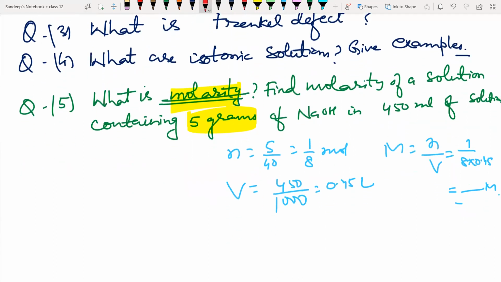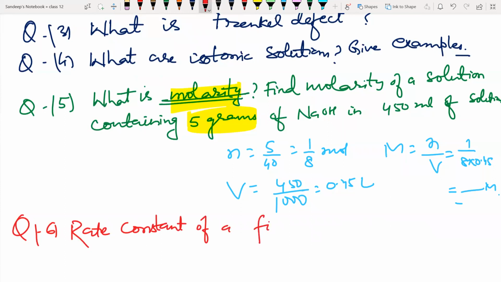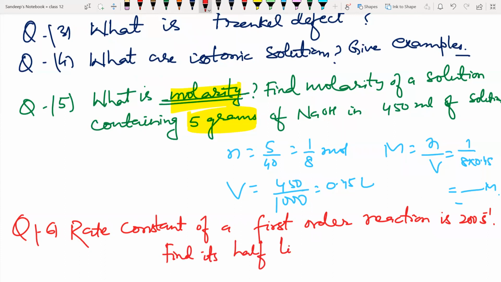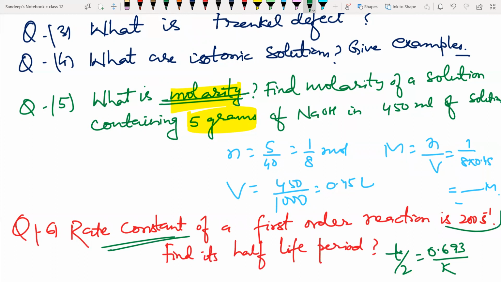Question number 6 is, the rate constant of a first order reaction is 200 second inverse. Find its half-life period. So that is a formula based question, not very tough. So as you know, half-life is given by 0.693 by K. So rate constant is given as 200 per second. So divide this 0.693 by 200. You will get the half-life in seconds. So calculation you can do.